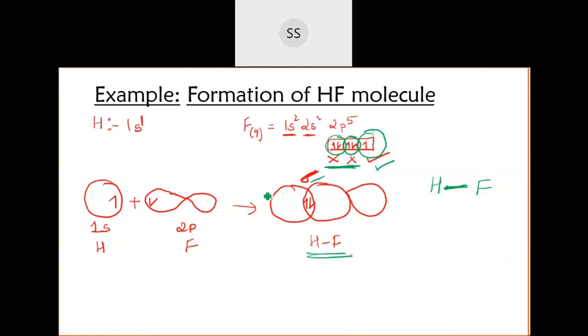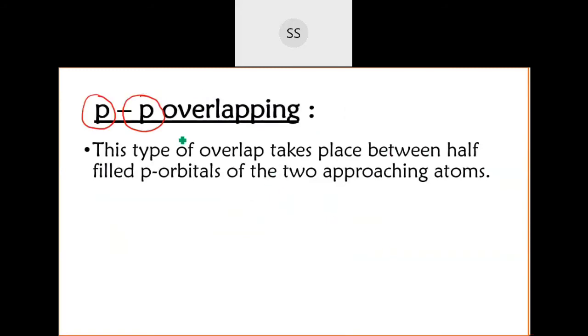That was the second type. The third category, as I told, is when 2p orbitals overlap. Half-filled 2p orbitals overlap on the axis. This is one p orbital, plus I have another p orbital, and they are approaching like this, on the axis only. Everything I have written in a similar fashion. If they overlap on one particular axis, the bond formed here, I can represent in this way.